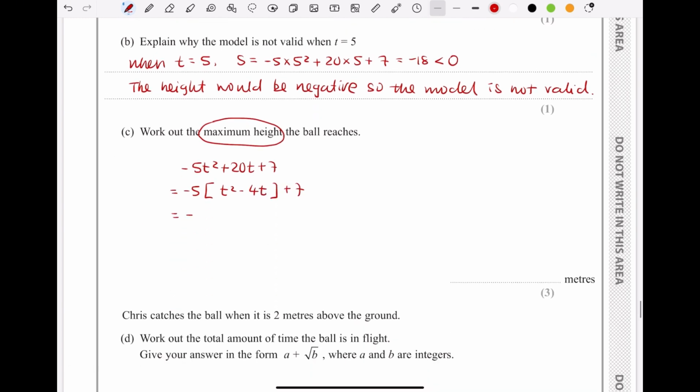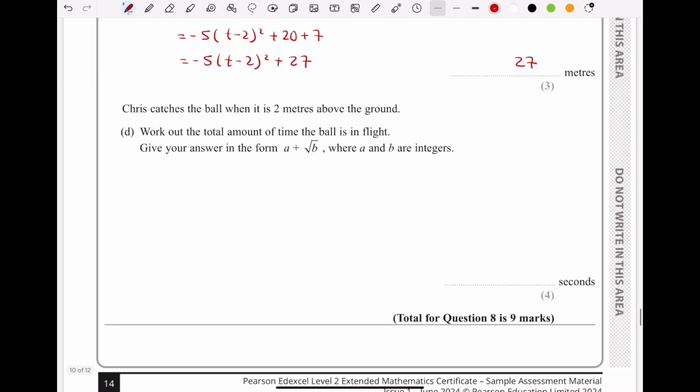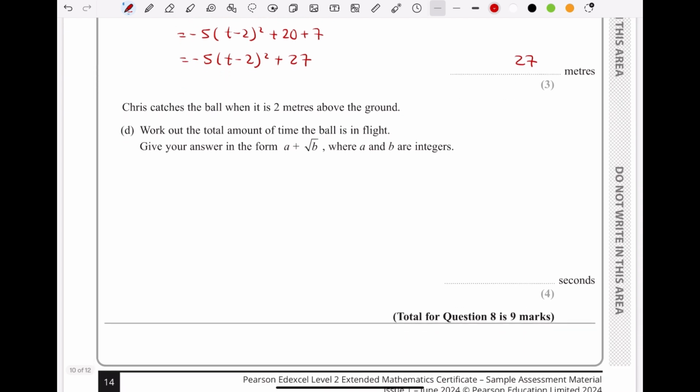Now we need to complete the square in the square bracket. By expanding the square bracket, we will have negative 5 lots of (t minus 2) squared plus 20, because negative 5 times negative 4 is 20, and then the maximum height is going to be 27. Chris catches the ball when it is 2 meters above the ground. So now what we need to work out is the total amount of time the ball is in flight.